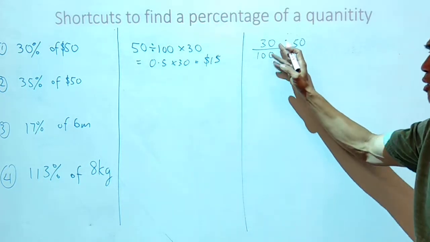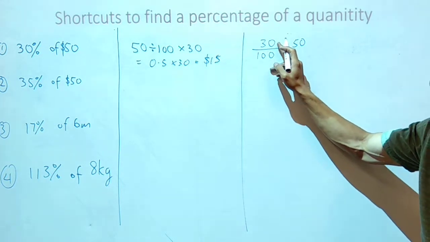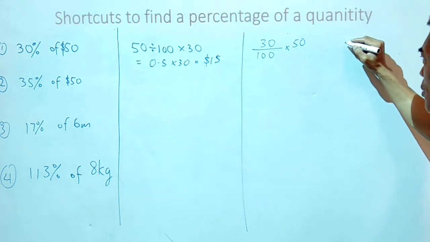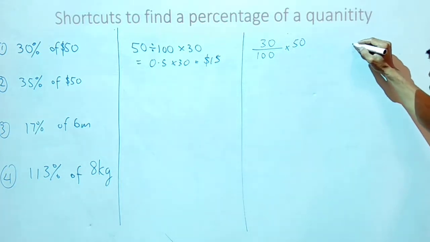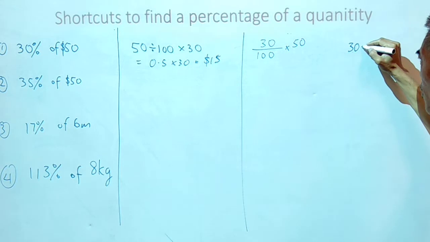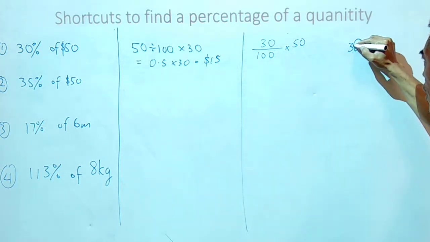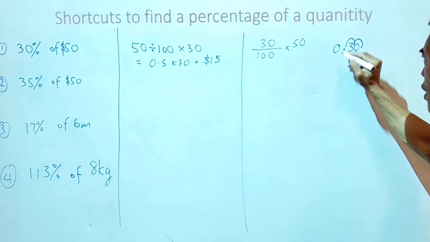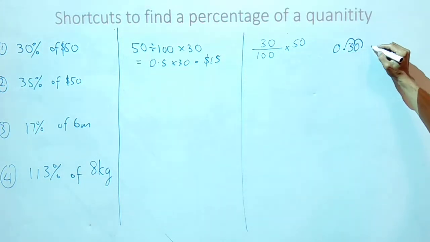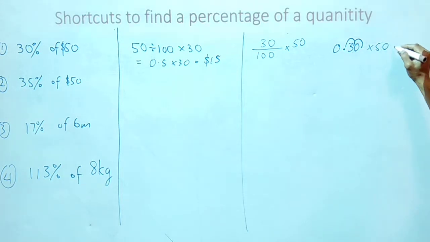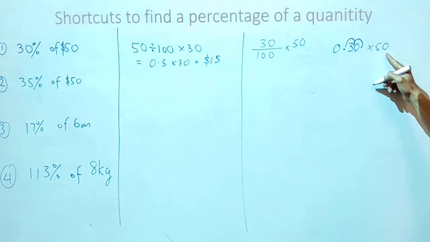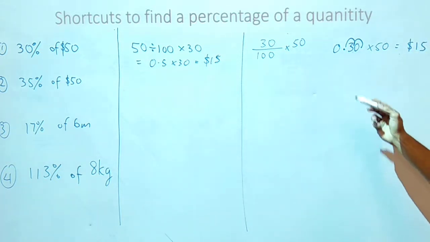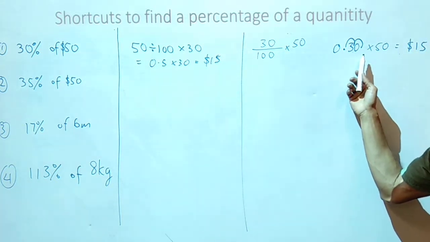Now this is the same as 30 over 100, which is the same as 30 divided by 100, and 30% in this case becomes 30 with the decimal place moved 2 times to the left, giving us 0.30. So that's 0.3 times 50. Now, if you key this straight away into the calculator, you will also get $15. So you probably avoided having to do one step.